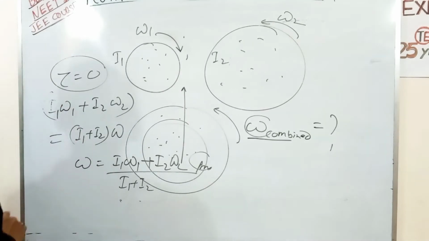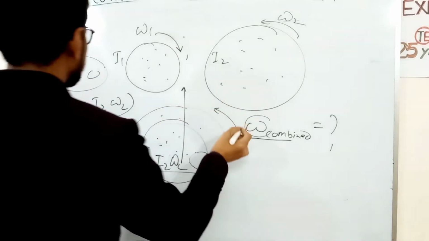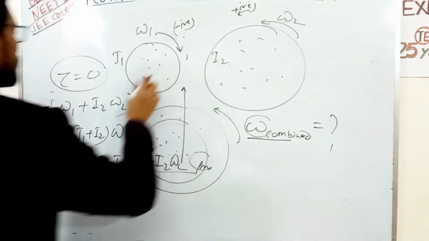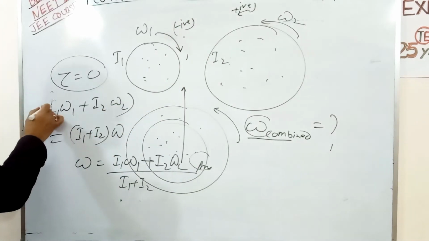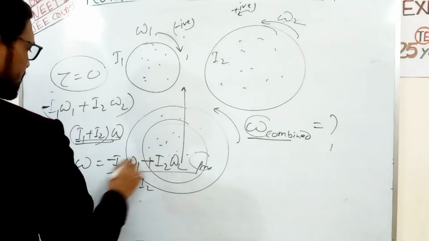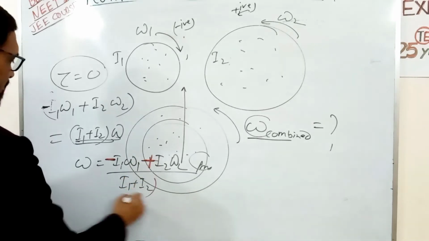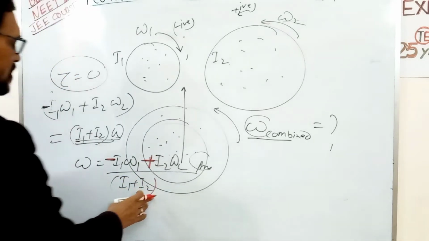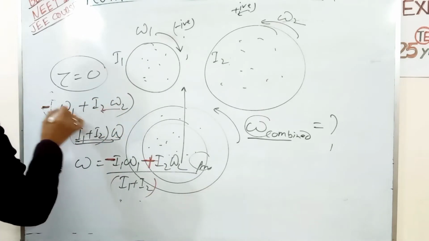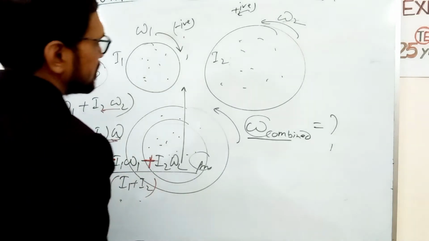Then this will be negative. I1 omega 1 will be negative, minus this. If we take this as positive sign and this as negative sign, then initially the angular momentum will be this minus this, and here this will be plus. Moment of inertia is always added, it is not subtracted. This is a vector quantity, so initially angular momentum will be this minus this, and final angular momentum is this. So now the result is this.